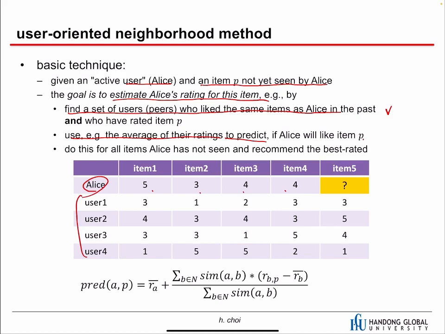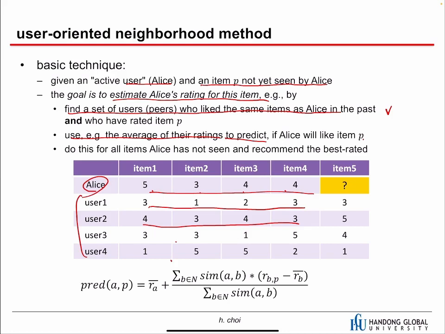And we can check the similarity between Alice and the users based on these ratings. So just consider this as a vector 5, 3, 4, 4. And this one is quite similar. And this one is slightly different from Alice. And this one is different. And this one is different. But we can calculate the similarity.